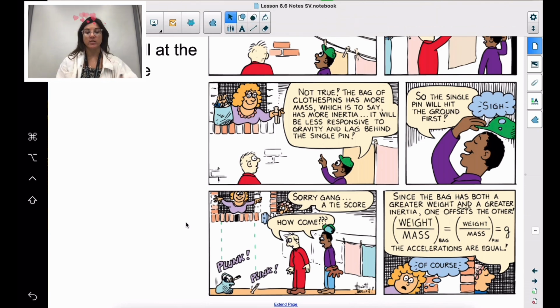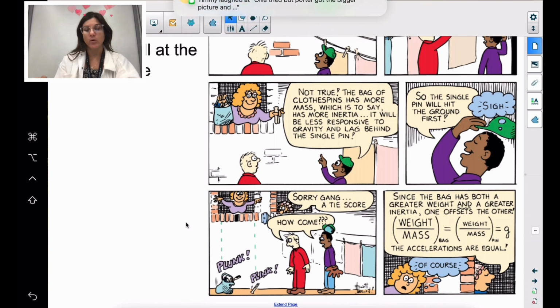So what she's describing here is that just because there's more weight doesn't mean that's the only thing affecting the fall for the bag of clothespins. Because it also has more inertia, it resists that greater weight, and it falls slower than what you would think a clothespin would fall at if it experienced the same force.